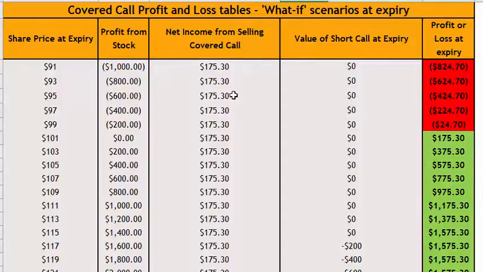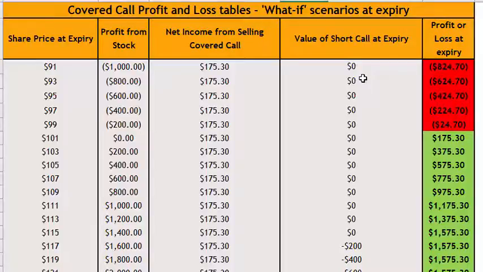Then we need to put in the net income we've taken in for actually selling the call. So remember, when you sell a covered call, you're taking in option premium. That's going into your cash account. So no matter what happens to the share price at expiry, that money has gone into your account and is yours to keep. But then we have sold a call option, and that's going to have some sort of value at expiry. Remember, call options only have value when the share price is trading above the strike price, or when the call option is in the money.